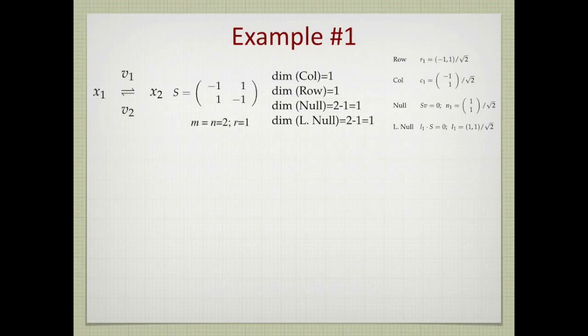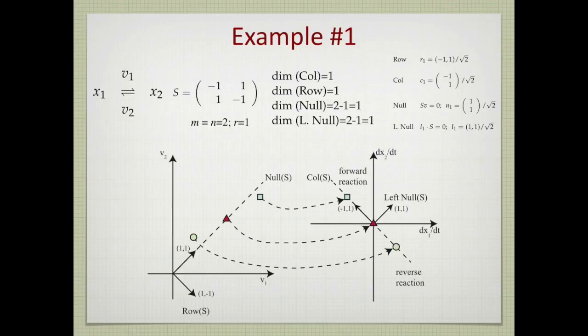Now let's look at this mapping pictorially. We go from a space that is two-dimensional, comprised of v1 and v2 on the axes, and map it into the space of the two derivatives of x1 and x2. In the space where the flux vector is, I've shown the row space vector that has the direction of 1, minus 1, and I've shown the null space vector of 1, 1, which is the correct form, not like the mistake that I pointed out earlier in the upper right-hand corner of the slide.